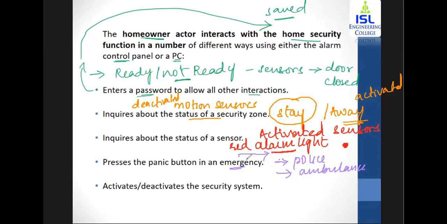If suppose within the fire, if you've got the fire sensors, if suppose the fire has been lit up within your house, then it is going to call the fire department. You need to feed in the numbers. Here it is going to inform the fire department as well as the home owner. Then the last point is activates, deactivates the security system. That is, if you want to completely activate or deactivate the system, that task can also be performed. So these are the different ways in which the homeowner is interacting with the system.